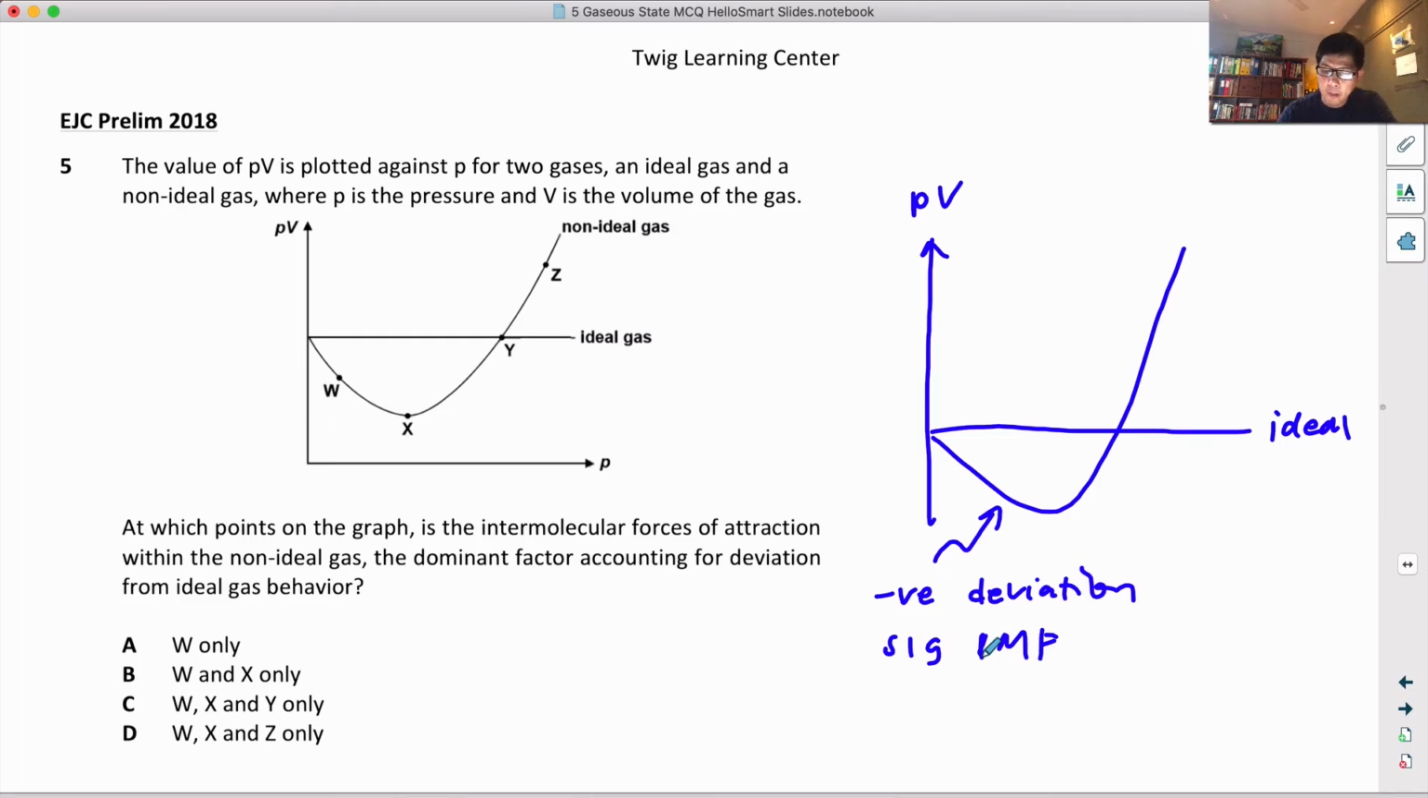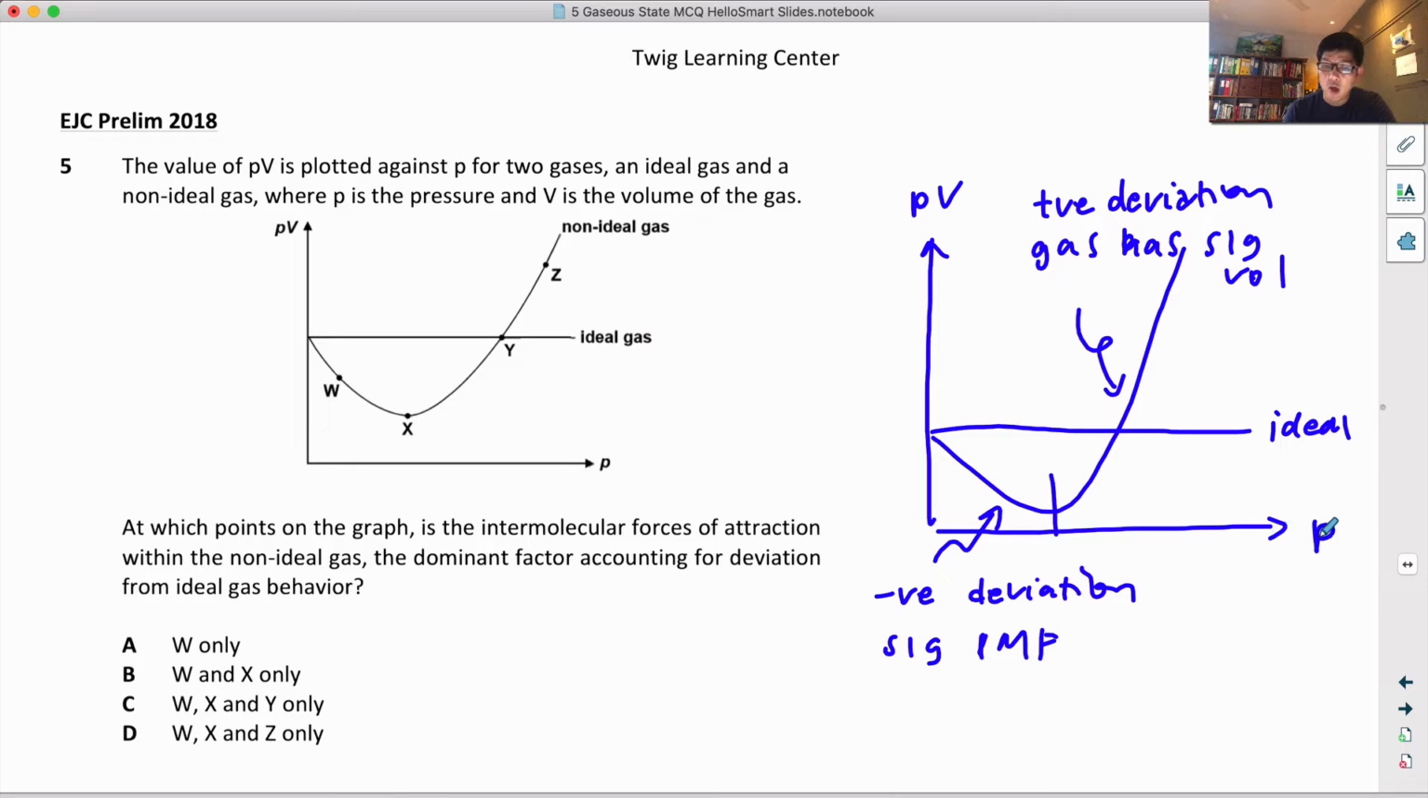So the part that goes up over here, when it starts to go up, we say it is positive deviation. Positive deviation is when the gas has significant volume. The x-axis is pressure, so when you compress it to very high pressure, the molecules of the gas actually occupy a significant volume compared to the volume of the container. So that's the idea.